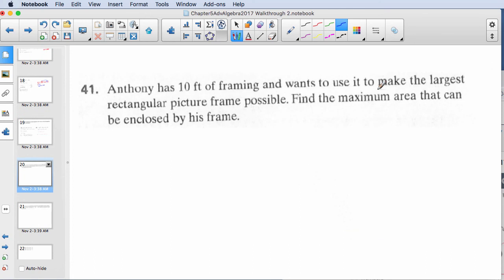Okay, for this story problem, we have 10 feet of framing, and we want to use this to make the largest rectangle frame possible. Remember, we do want to use algebra, not just guess and check for these types of problems. And then we need to find the maximum area. So we'll begin by drawing a picture of this frame with x and y. And we would recognize then that, well, if the framing is going to be 10 feet, then 2 times the x value plus 2 times the y value must be equal to 10. And then the area is just going to be x times y, and we want to maximize that area.